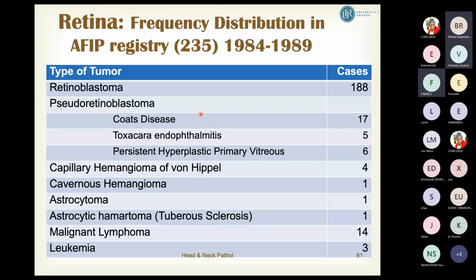This is a cohort from the AFIP, the Armed Forces Institute of Pathology, the Institute of Pathology of the American Forces. Among the 235 cases they enrolled as tumors of the retina, the majority were retinoblastoma. Retinoblastoma, as I said, is an embryonal tumor arising from the cells which could give rise to the retina. This disease is common here in Rwanda; it is there, and not few, Rwandans are many.